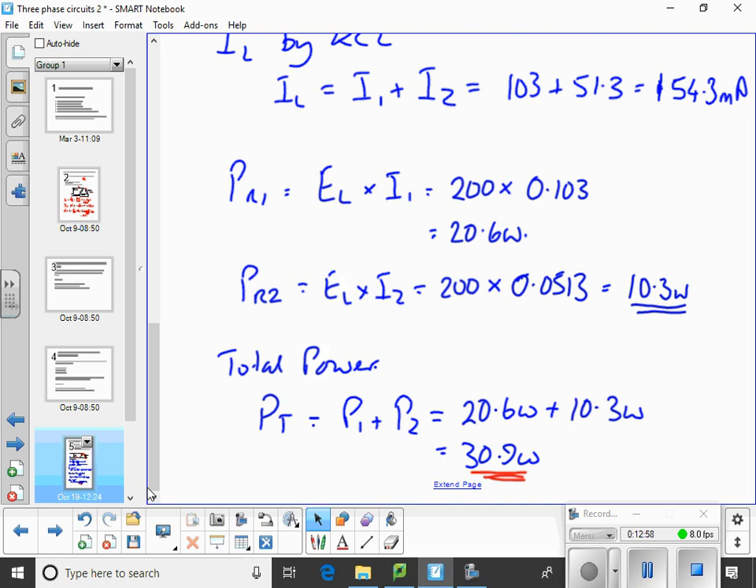So this is unbalanced in the sense that you lost a phase, but I'm not going to go too deep into putting different value resistors in a delta system. All right.